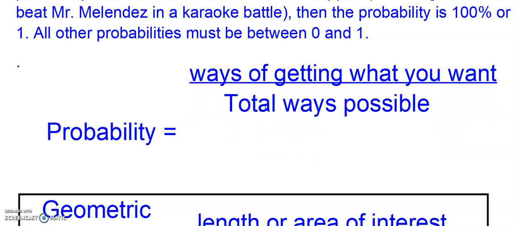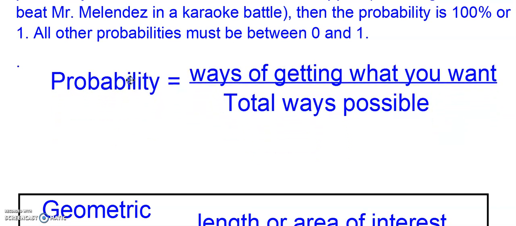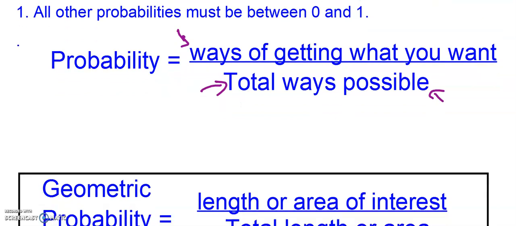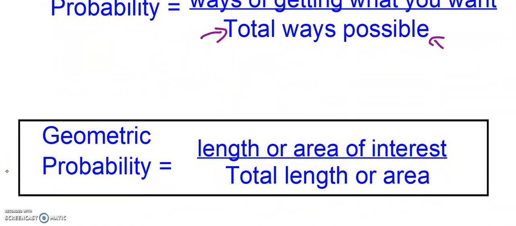Probability is always a fraction. Probability is always the ways of getting what you're interested in or what you want divided by the total possible ways, okay? So we're always going to have a denominator that's bigger than the numerator or equal to, and therefore probability can never be a number more than 1, because how can you have more than the total possible outcomes that you're given?